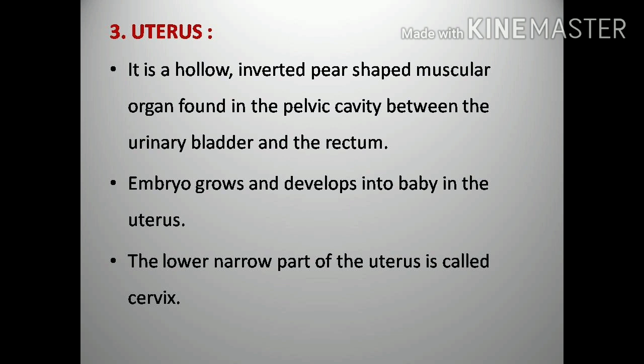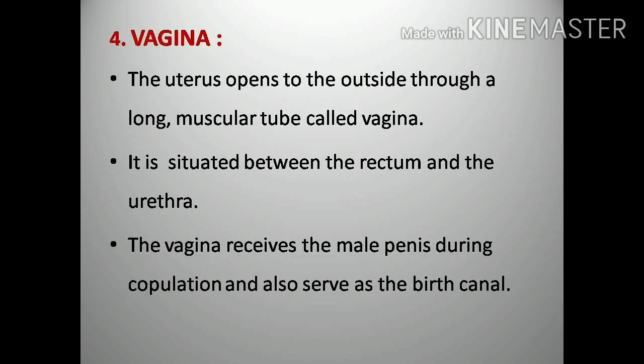The lower part of the uterus is narrower, so that part is called the cervix. And the upper part of the uterus, which receives the fallopian tube, is broader. So the upper part of the uterus is broader and receives the fallopian tube, and the lower part is narrower, called the cervix. Next, vagina.